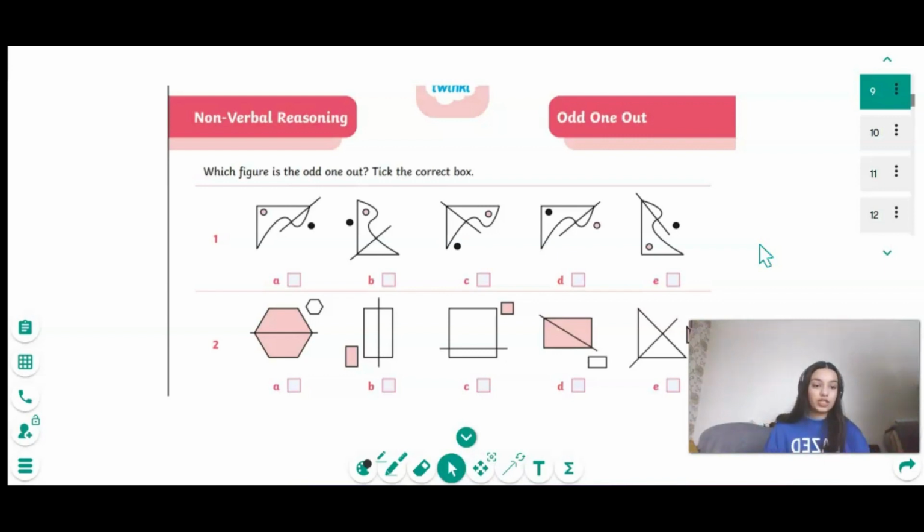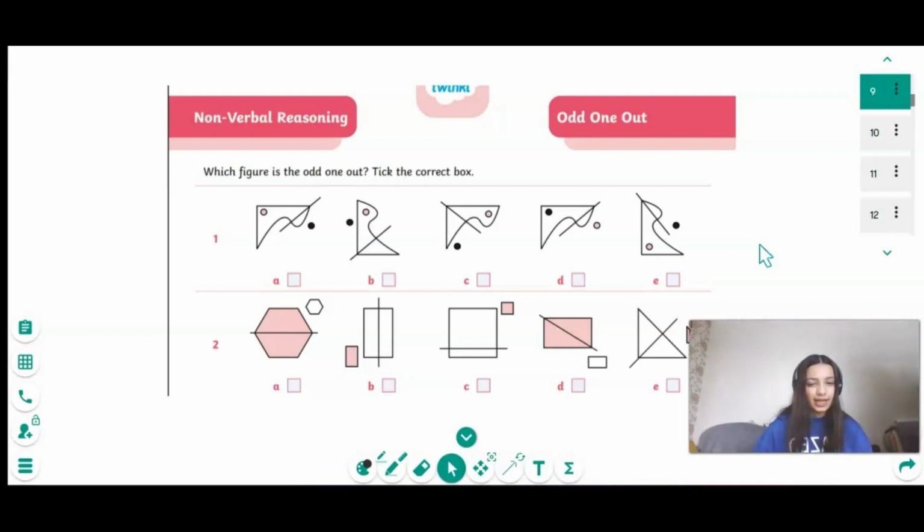So with these questions, we have to figure out which one the odd one out is, okay? So there's a pattern that all the others are following, but one of them isn't following it, okay? So which one is the odd one out? So what do you think question number 1 might be? D, excellent stuff. Well done. So you got that straight away, which is absolutely amazing.